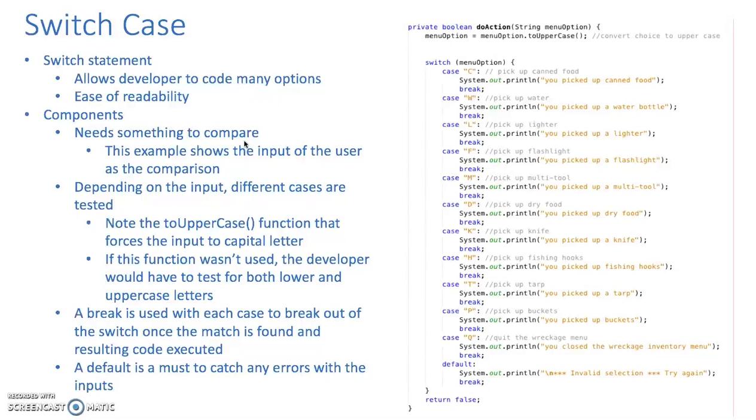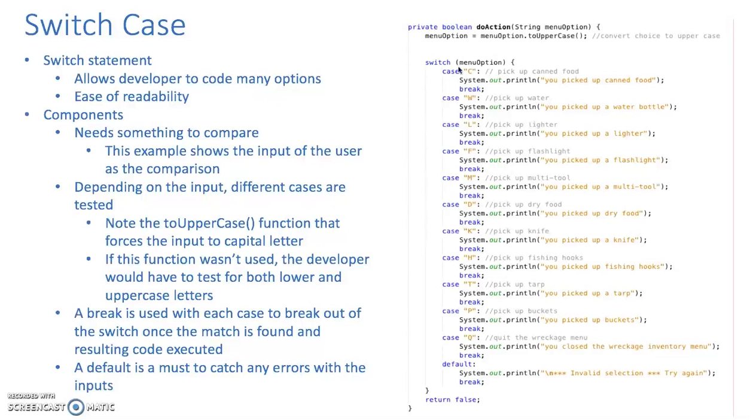The components of a switch case is the test here at the beginning where you have switch, and then in this case we have menu option. Menu option is what's being set before the switch happens. We're setting it using this to uppercase so that when the user inputs a letter for this menu option, it can be either uppercase or lowercase, and this to uppercase will set the letter to the uppercase. So we only have to test for uppercase letters.